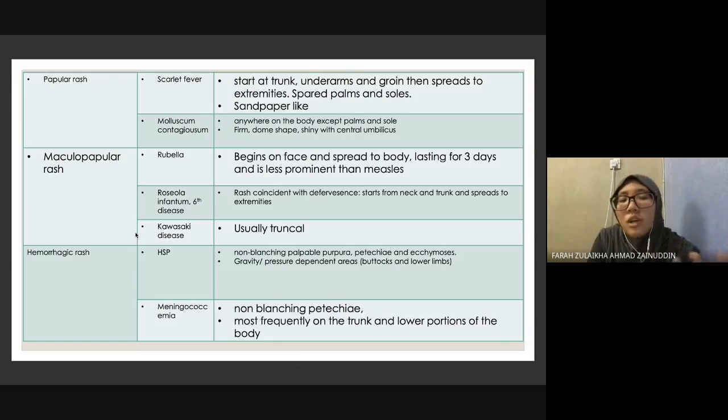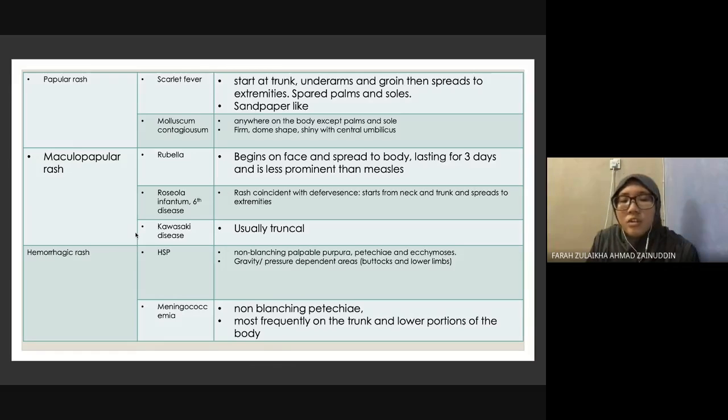So if it's maculopapular rash, with both macules and papules, think of rubella, roseola infantum, and Kawasaki disease. For rubella, it begins on the face and spreads to the body. Rubella is also called 3-day measles because it lasts for only 3 days and is less prominent than measles, so it can be compared with measles itself. For roseola infantum, the rash coincides with defervescence, so it starts after the patient's fever resolves. It starts from the neck and trunk and then spreads to the extremities. For Kawasaki disease, as we know, it is usually at the truncal area.